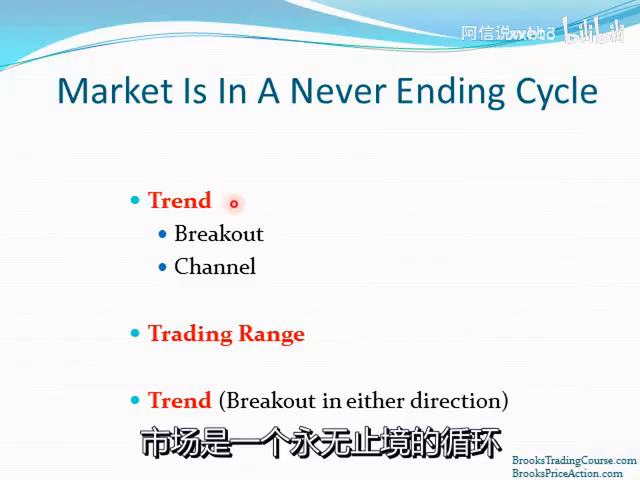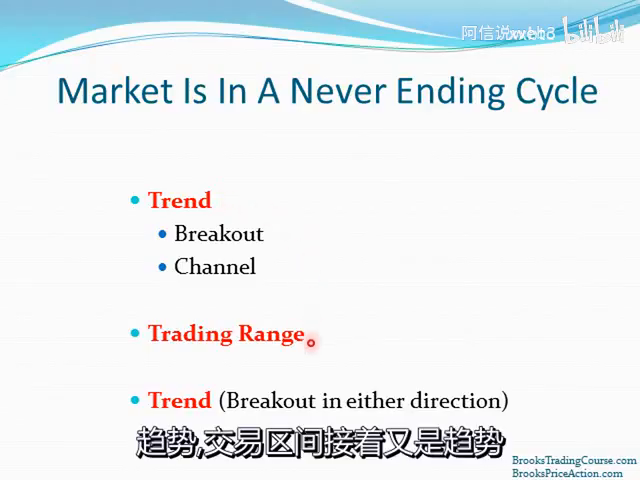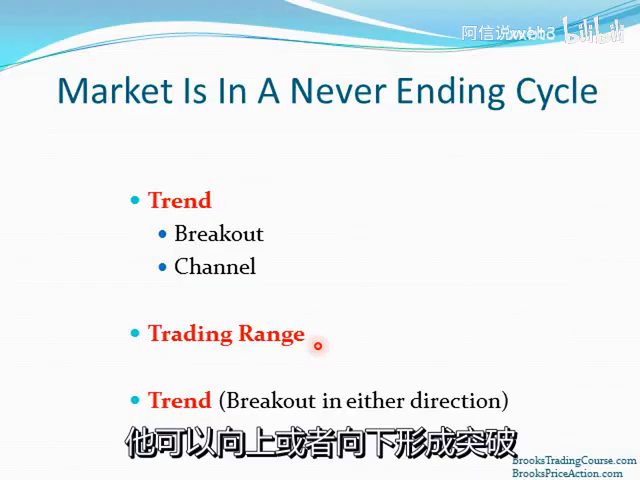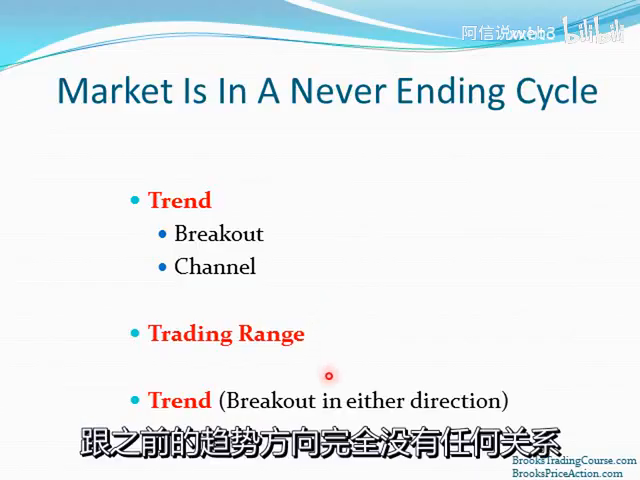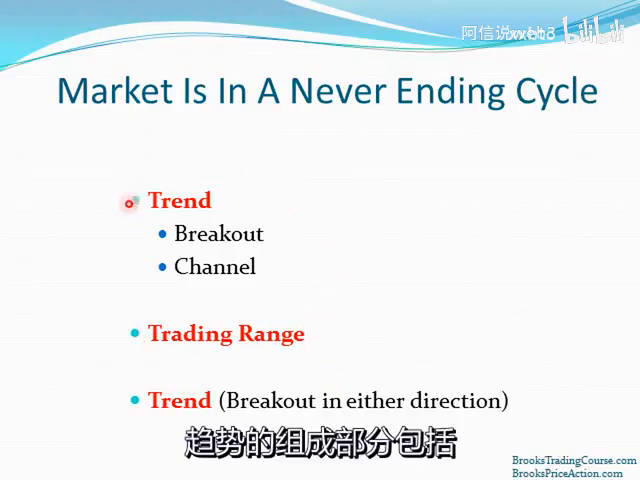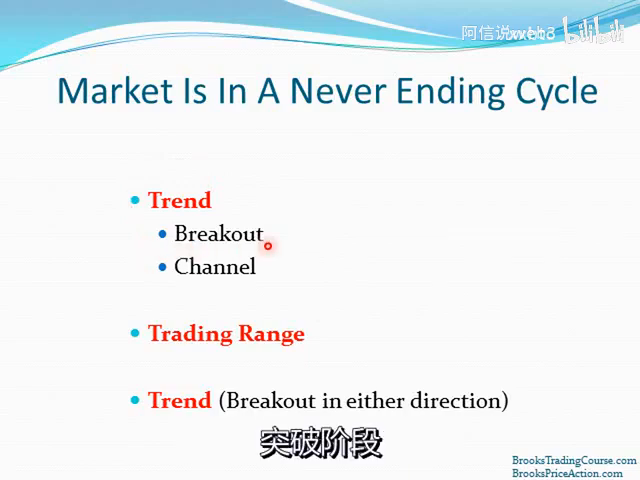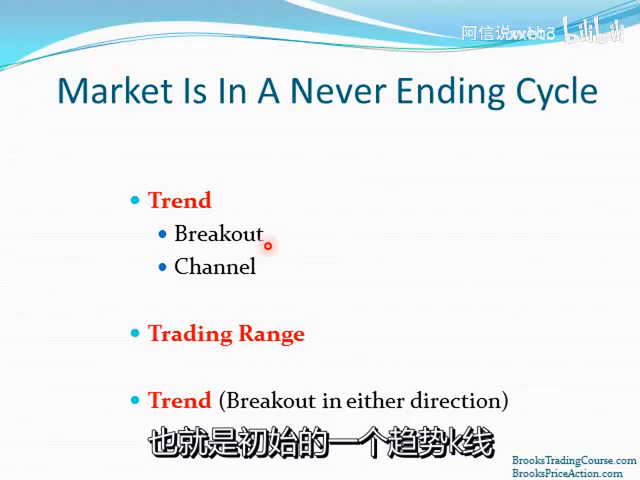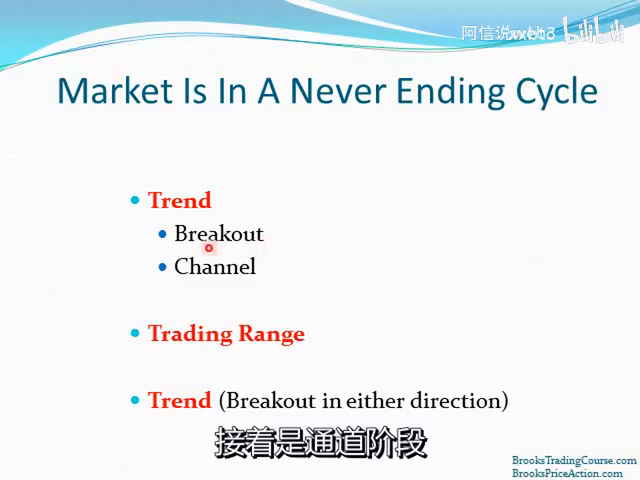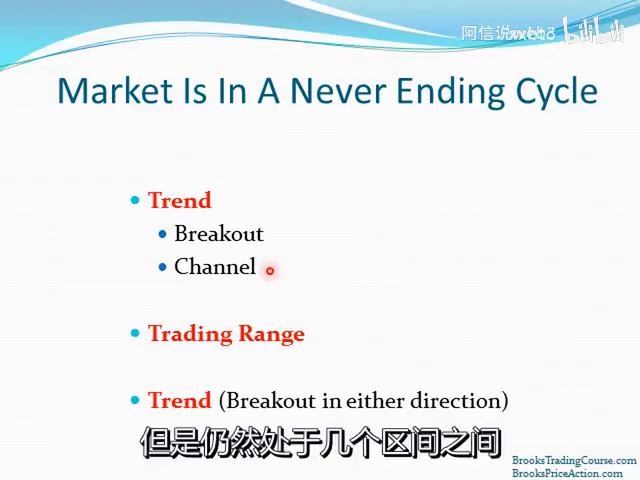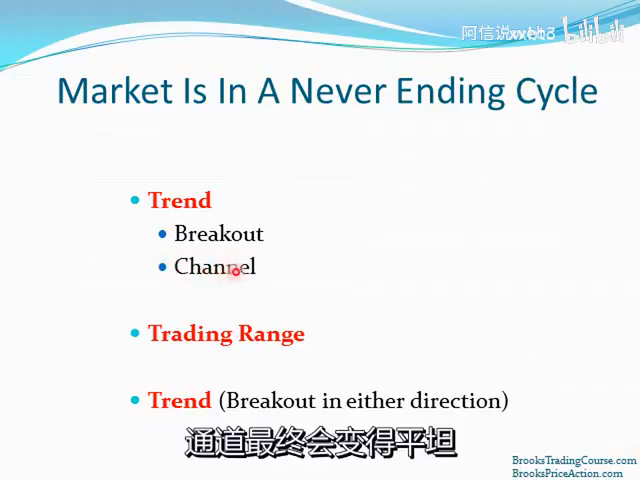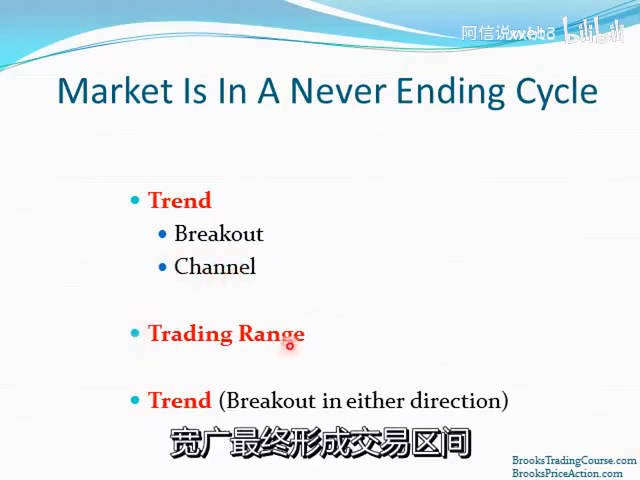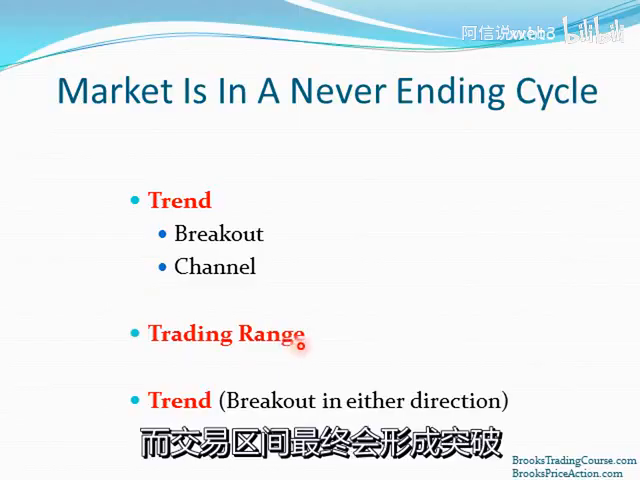The market's in a never-ending cycle, alternating between being in a trend and a trading range, and then a trend again. When it's in a trading range, it can break out in either direction. The trend can be up or down. It does not matter what the direction of the trend was before entering the trading range. Every trend is composed of a breakout phase, which is an initial big trend bar or series of trend bars, and then a channel phase when the market starts to have pullbacks but is still contained between a couple of lines. Channels eventually get flatter and broader and become trading ranges. Trading ranges eventually break out.